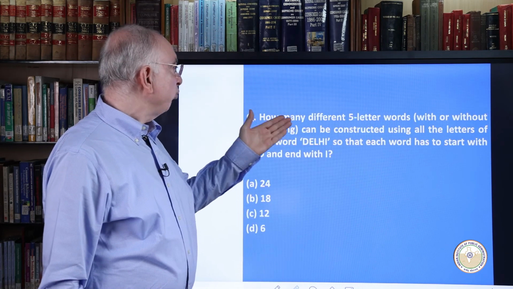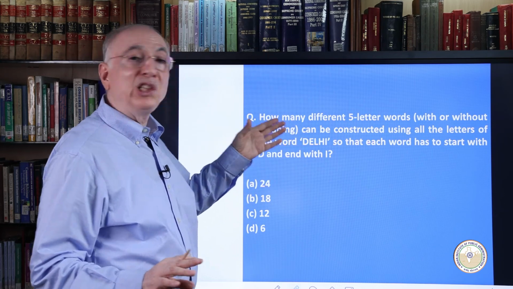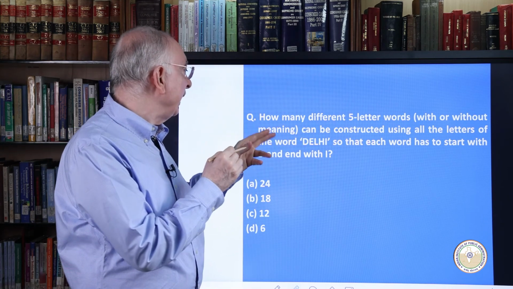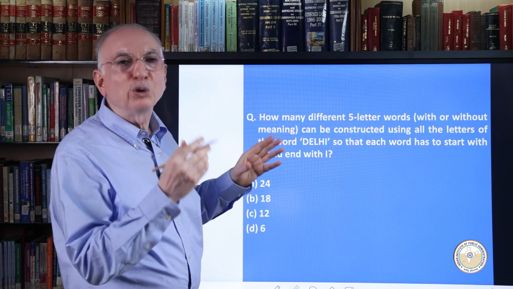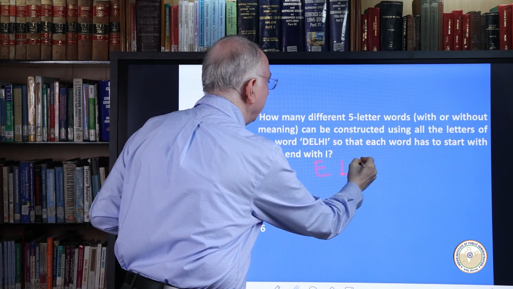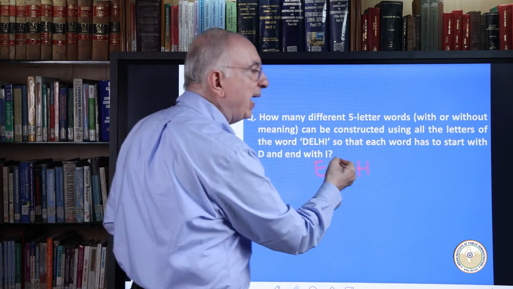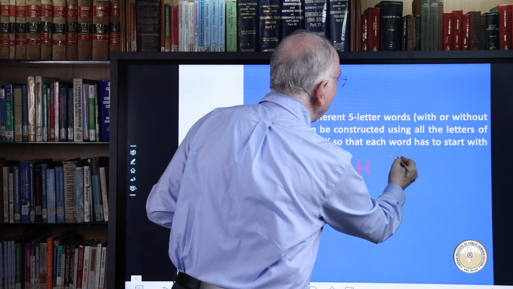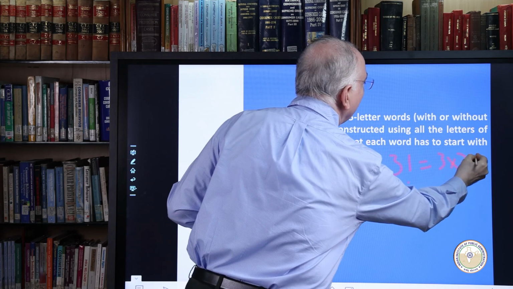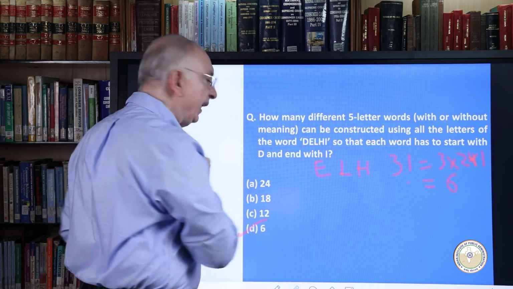Next question is, how many 5-letter words, with or without meaning, can be constructed using the letters in Delhi. Now here the point to be noted is that D and I, the first and last, are fixed. So we are left with 3 letters, E, L, H. And mathematically, in how many ways can 3 letters be arranged? That is called 3 factorial. 3 factorial means 3 into 2 into 1. So this will be equal to 6. So this is a straightforward option. D is the right answer.